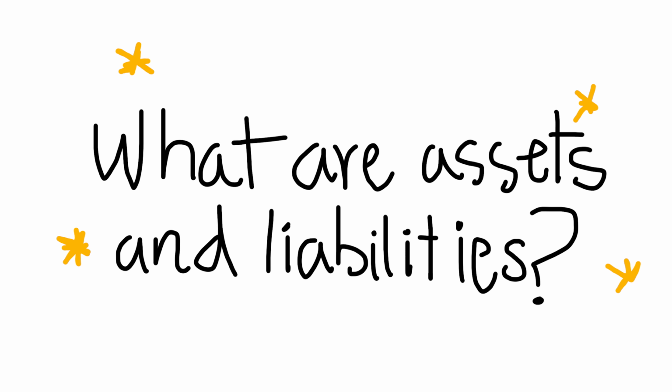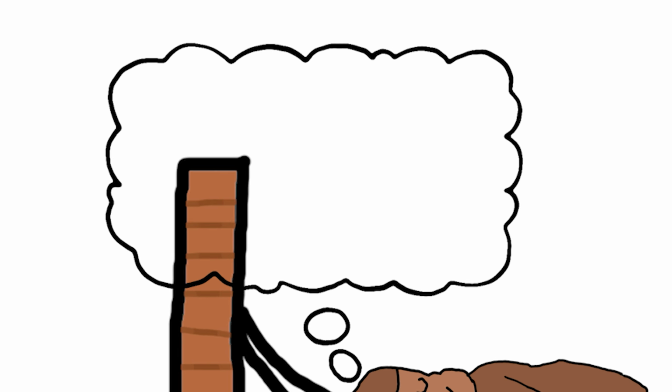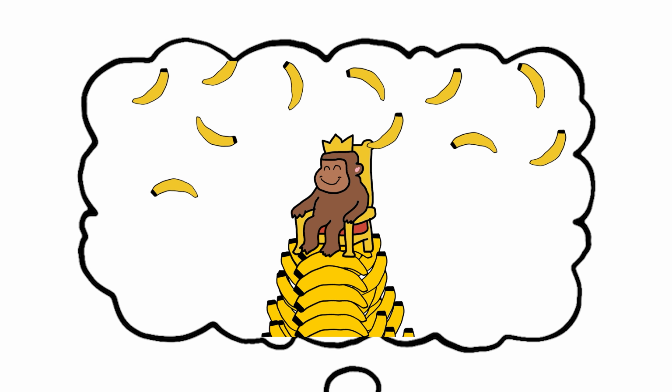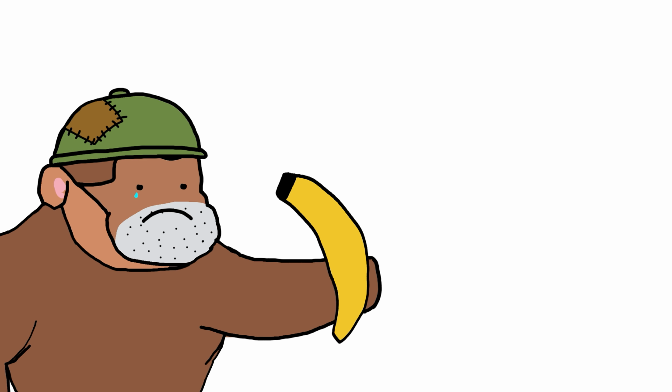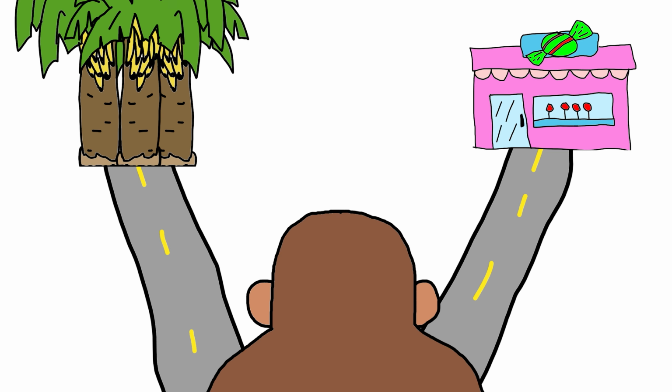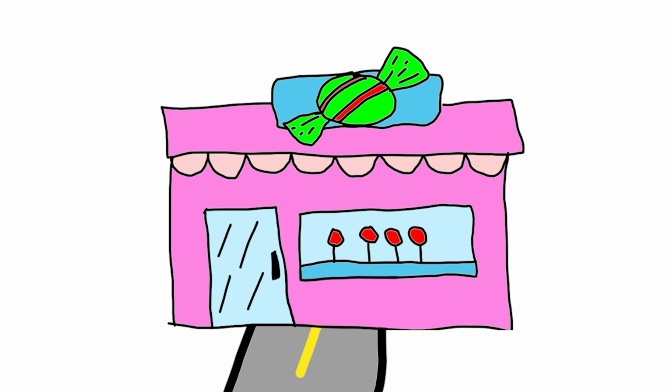What are assets and liabilities? Monkeys have a dream: to live surrounded by bananas, lots of bananas. But not all monkeys achieve it. Some have more, others barely one. Why? Because some understand the difference between assets and liabilities, and others don't.